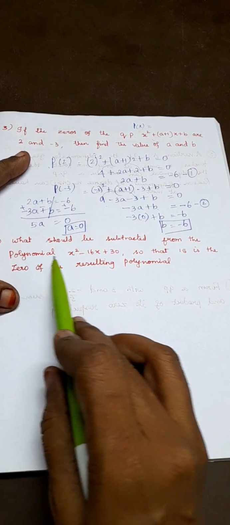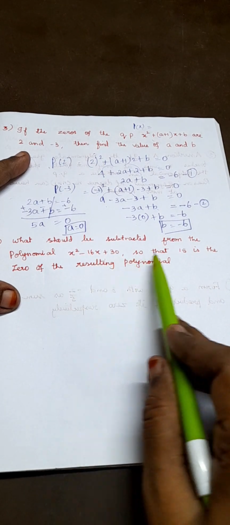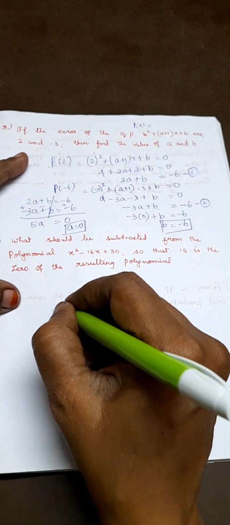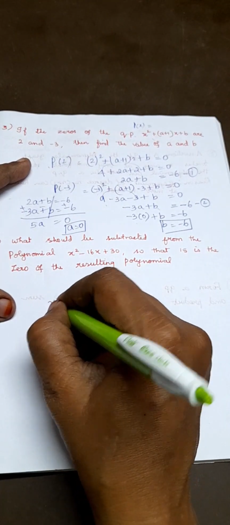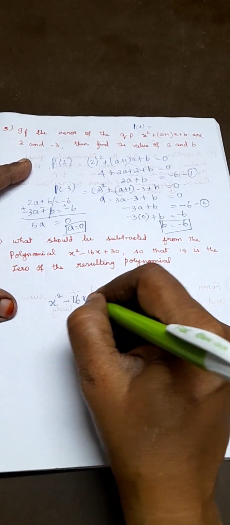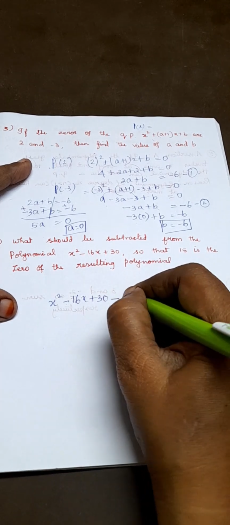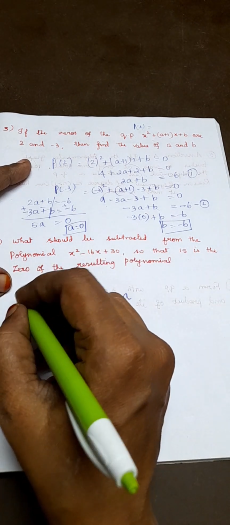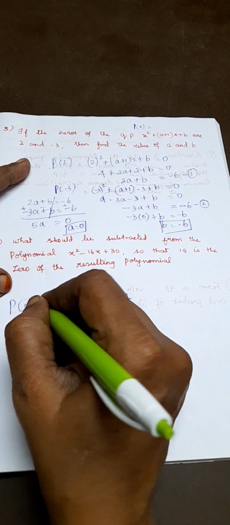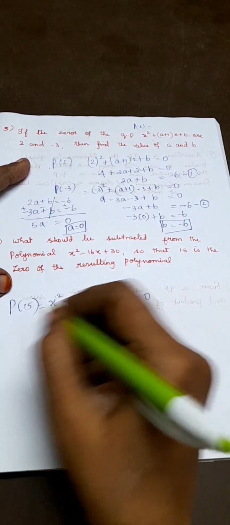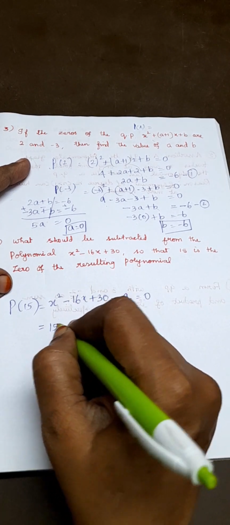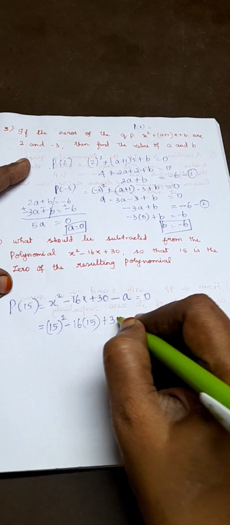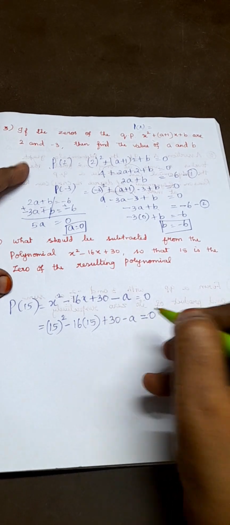What should be subtracted from the polynomial x square minus 16x plus 30 so that 15 is the 0 of the resulting polynomial? So what should be subtracted means what you have to do is x square minus 16x plus 30 minus a. What should be subtracted so that 15 is a 0. So p of 15 should be what? 0, right? We'll apply p of 15 here. 15 square minus 16 into 15 plus 30 minus a equal to 0, right?